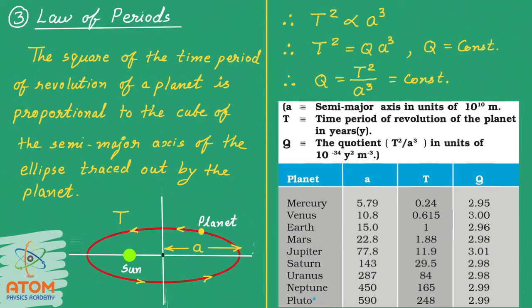Now you see the values. Here for Mercury it is 2.95, then 3.00, then 2.96, 2.98, 3.01, 2.98, 2.98, 2.99 and 2.99. You can see the value of Q for every planet is almost the same. That means T square upon A cube is constant. So this is the proof of Kepler's third law, that is the law of periods, which says that T square upon A cube is always constant, or we can say that T square is proportional to A cube always, right?